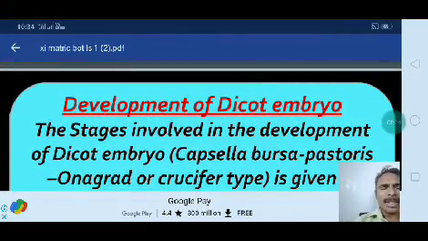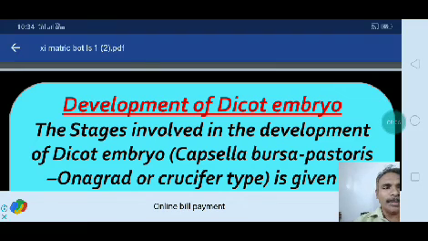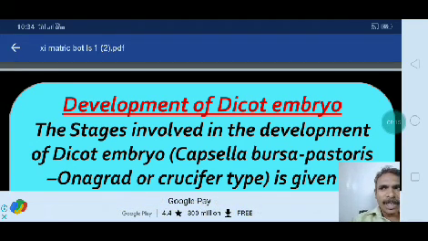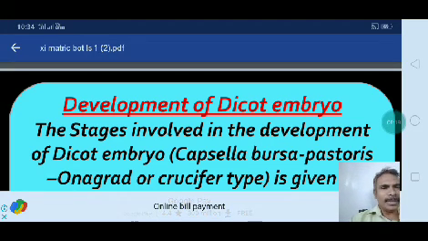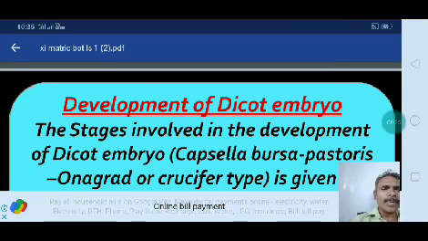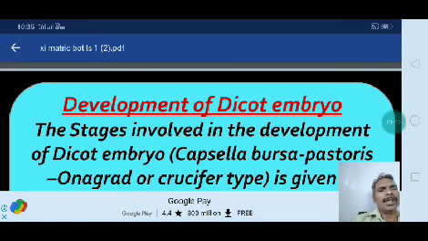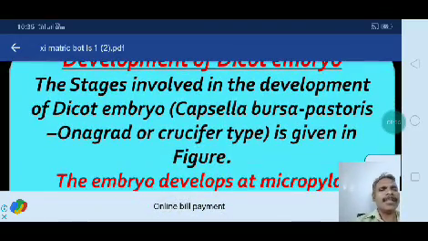Then the next topic is development of dicot embryo. Up to this point you have to study what is meant by post-fertilization changes. There is one type of question: what is endosperm, what are the types of endosperm, what are the functions of endosperm. The next one is development of dicot embryo. Here, how the embryo is formed and the stages involved in the development of dicot embryo. It is mostly referred to as Capsella bursa-pastoris, the Onagrad or crucifer type, given in the figure.